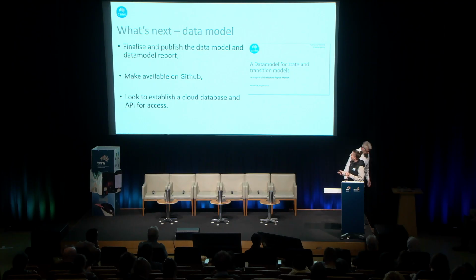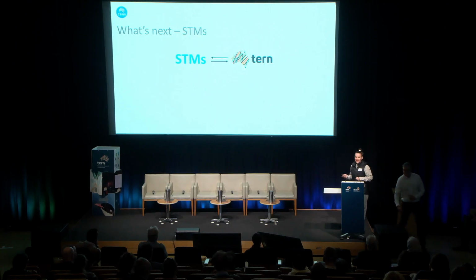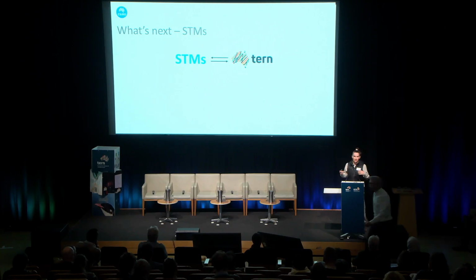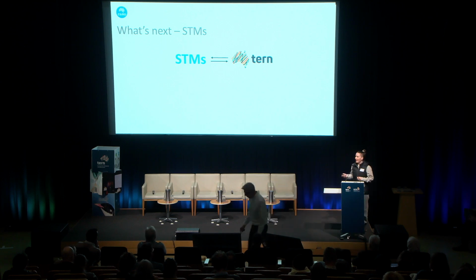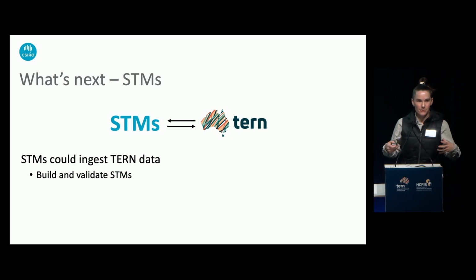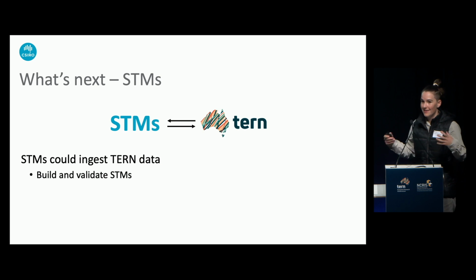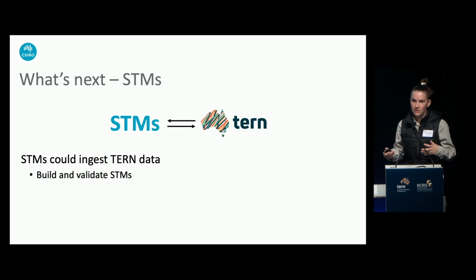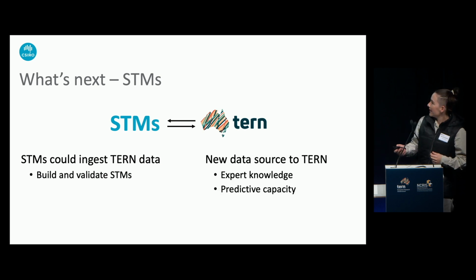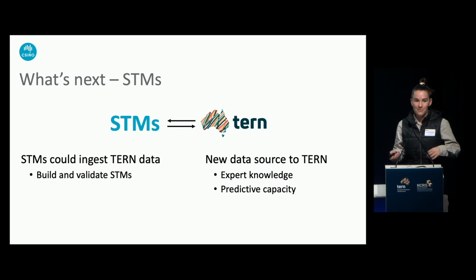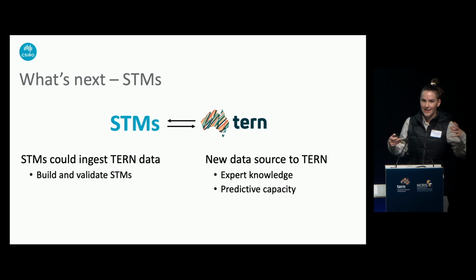So what's next for the state and transition models? Well, we're hoping for a bit of integration with Tern. So on one hand, STMs could ingest Tern data, so that data could be used to build and validate state and transition models. And then going the other way, state and transition models could be a new data source to Tern, bringing in expert knowledge and a predictive capacity.